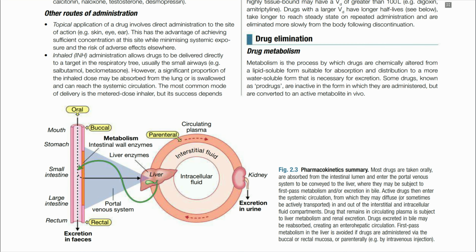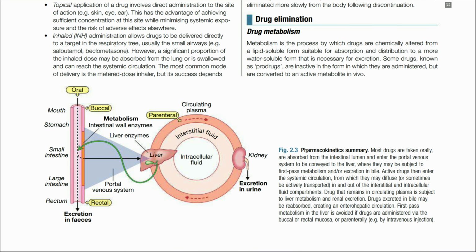Drug elimination, drug metabolism. Metabolism is the process by which drugs are chemically altered from a lipid soluble form suitable for absorption and distribution to a more water soluble form that is necessary for excretion. Some drugs, known as prodrugs, are inactive in the form in which they are administered but are converted to an active metabolite in vivo.